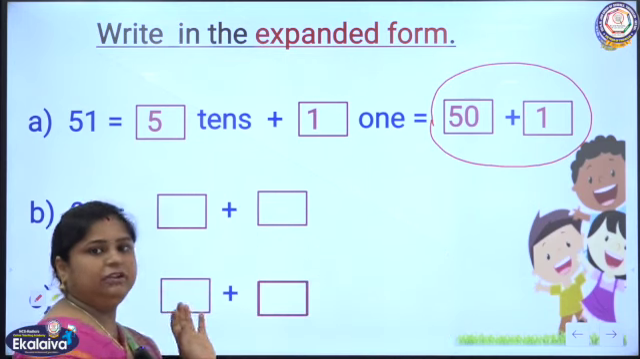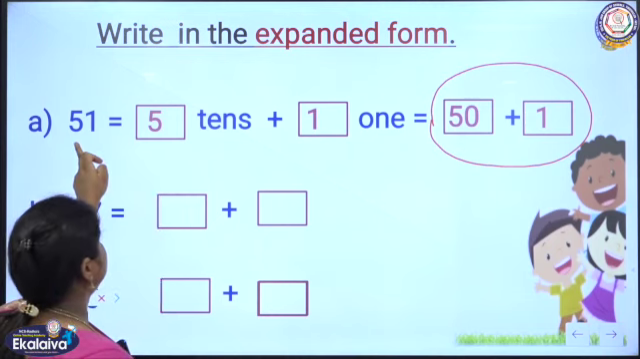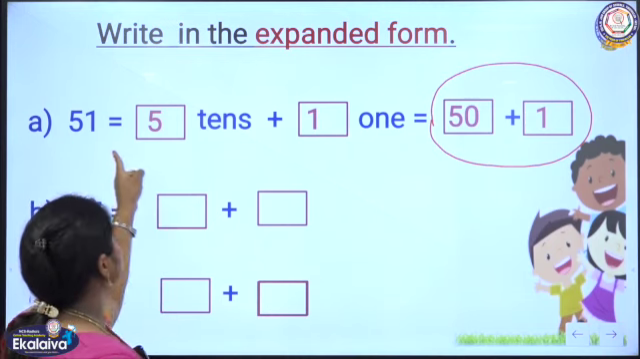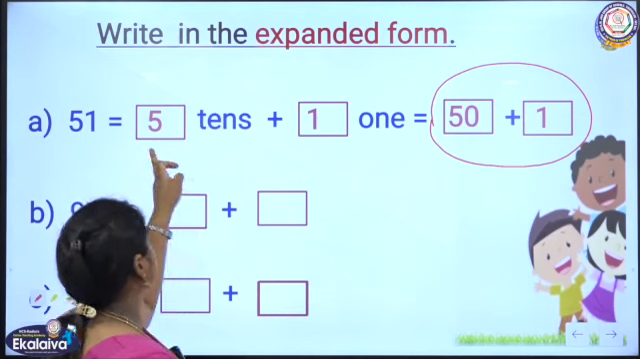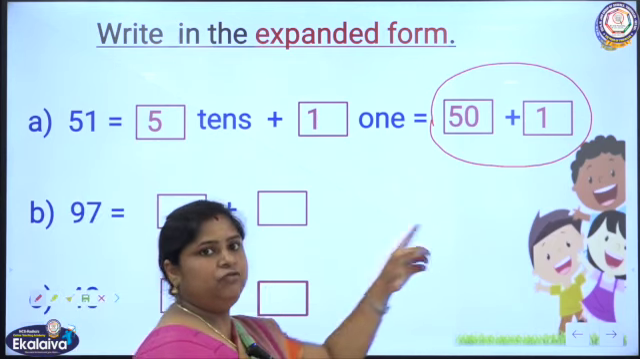Okay. We are just going to check how many tens and ones are there. Okay. See 5 tens are there. Check the ones. How many ones are there? Only 1. Okay. So 50 plus 1.